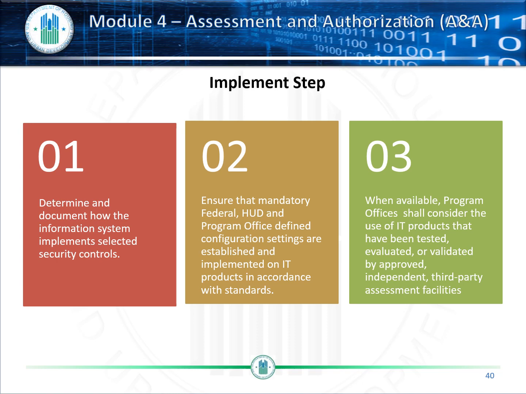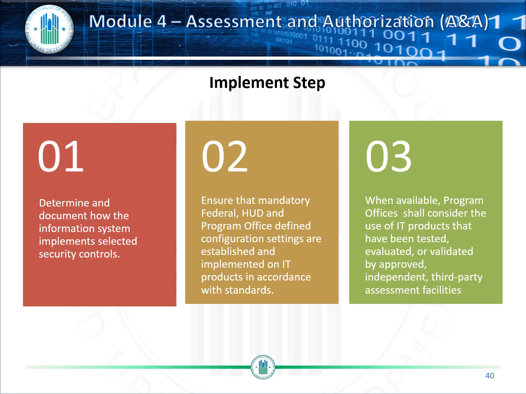The third step in the RMF is the implement stage. With a security control baseline defined, and control type and ownership established, Program Office personnel must determine and document how the information system implements these security controls.